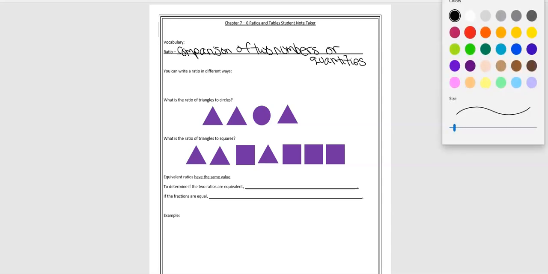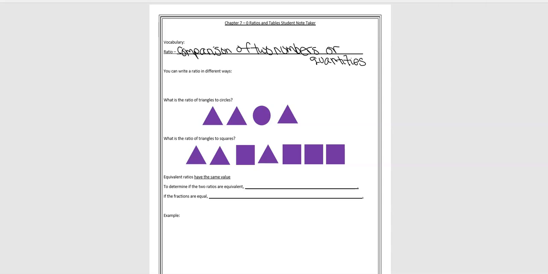You can write ratios in different ways. The first way is you're going to write 3 with a colon 4. Or you can write it 3 and the word "to" 4. Or you can write it as a fraction, 3 over 4.